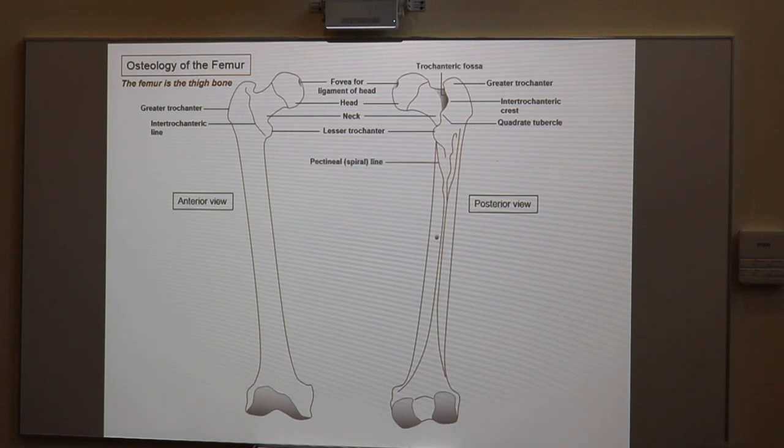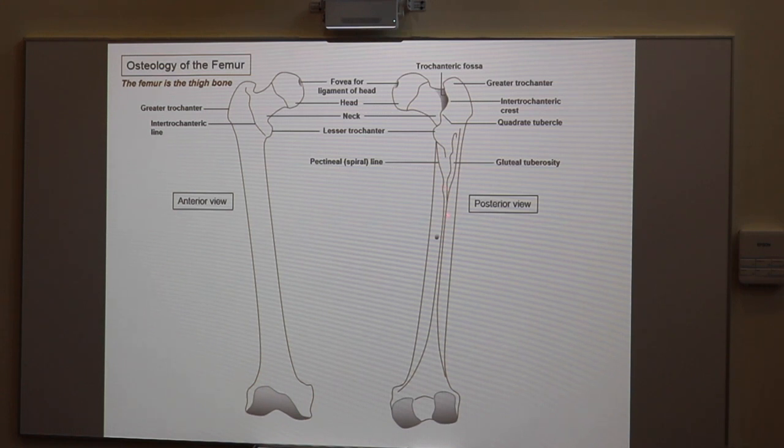Then you have these lines on the posterior surface of the shaft of the femur. The medial-most line which you see here is the pectineal line, and this pectineal line gives insertion to a muscle which is called the pectineus. That's why it is called the pectineal line. Then you would have another ridge on the lateral aspect of the superior part of the posterior surface of the shaft of the femur, and this ridge is called the gluteal tuberosity. It's called gluteal tuberosity because it gives insertion to the gluteus maximus muscle.